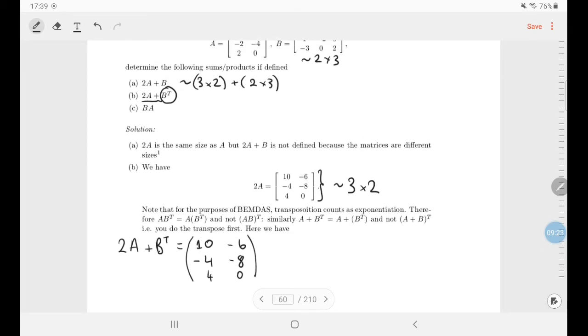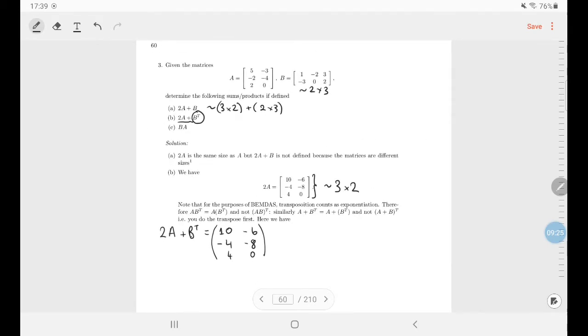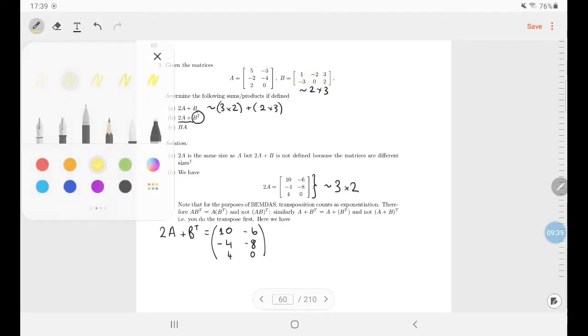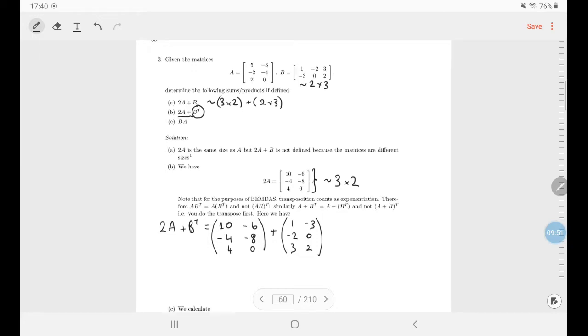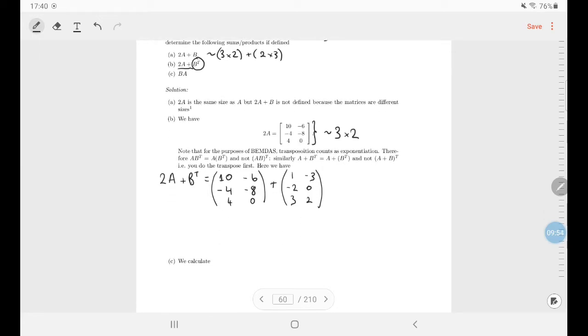And now B transpose. So with B transpose, I'm swapping the rows and columns. So I'll just look at this one. This row will become the first column. This row will become the second column. So we're talking plus. So the first row, 1, minus 2, 3, becomes the first column. And the second row, minus 3, 0, 2, becomes the second column. And then we've loads of space to add these together. So just add component-wise.